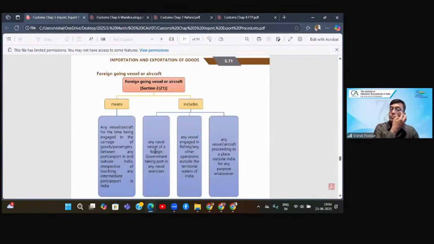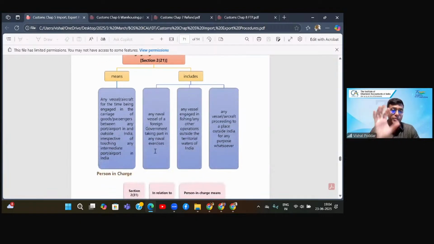Next, foreign going vessel, foreign going aircraft. Now what is this? See, firstly, what is the purpose of this? The purpose of this is to exercise control. Control over those vessels or aircraft which are going out of India. That is why this concept is coined.